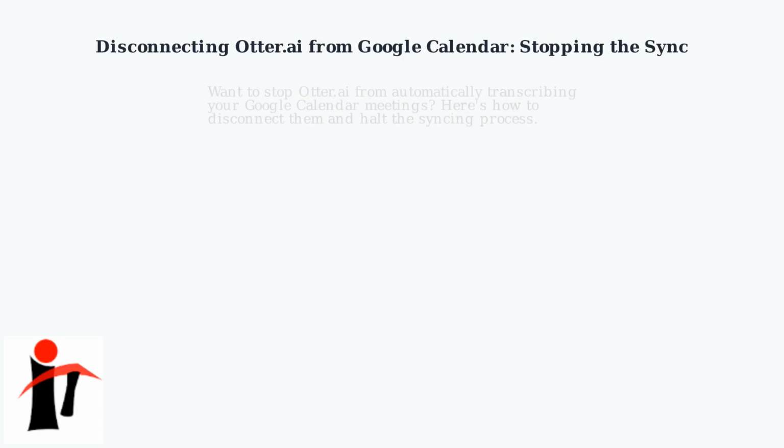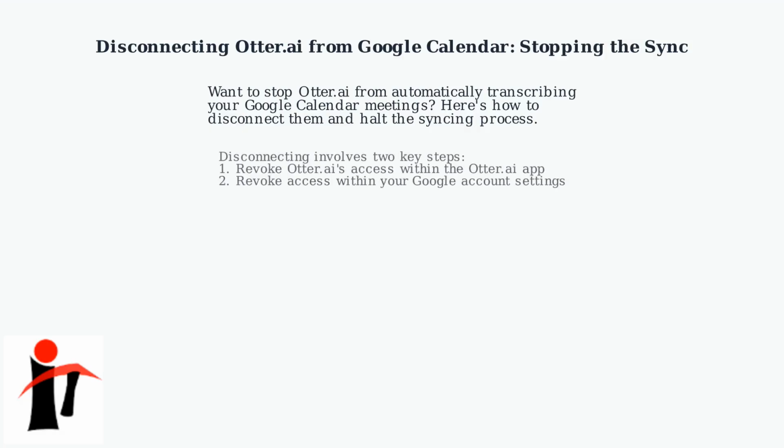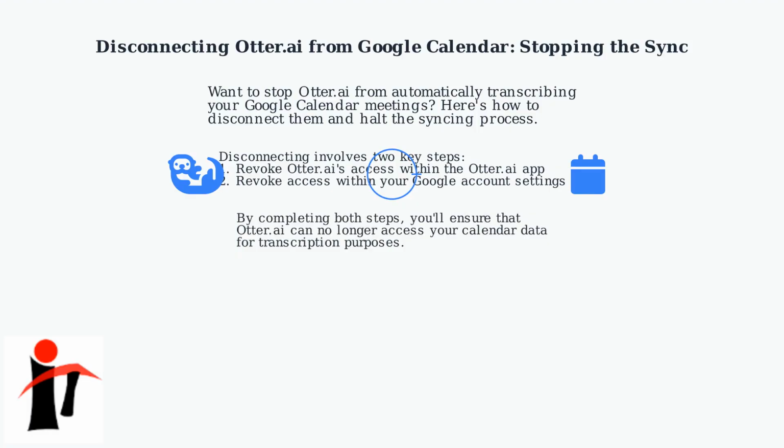Want to stop Otter.ai from automatically transcribing your Google Calendar meetings? Here's how to disconnect them and halt the syncing process. Disconnecting involves two key steps: revoking Otter.ai's access within the Otter.ai app and then revoking access within your Google account settings. By completing both steps, you'll ensure that Otter.ai can no longer access your calendar data for transcription purposes.